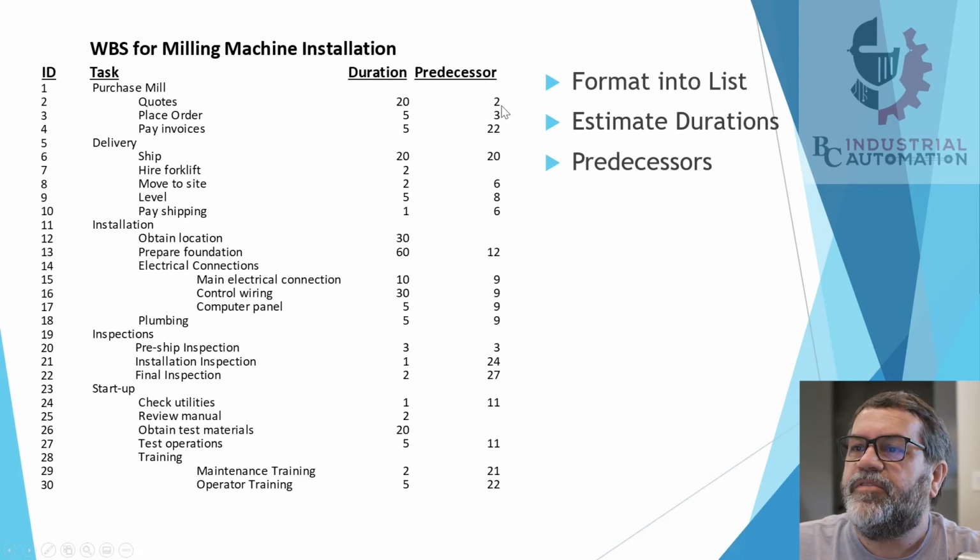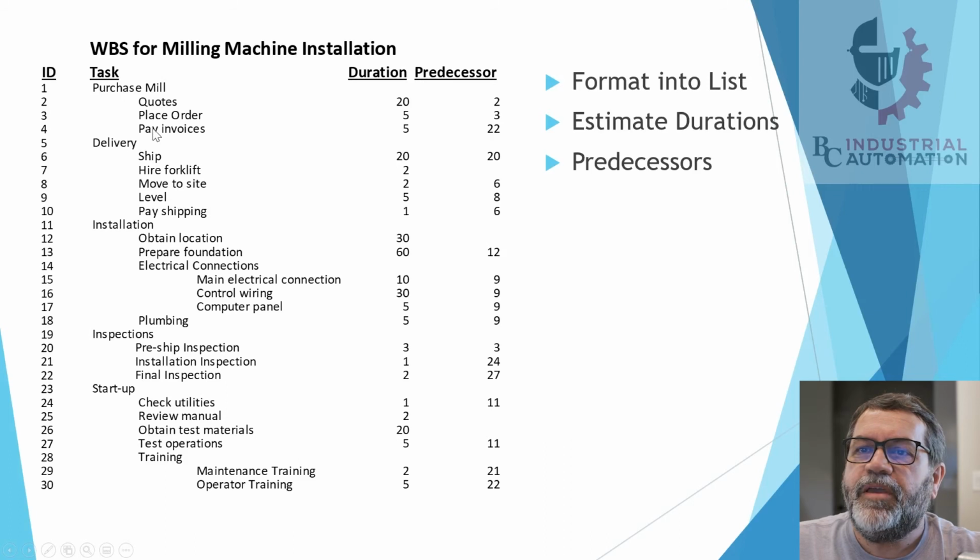I think I made a mistake here, but I've got my quotes. Yeah, I messed these two up. So quotes can start anytime. You can get quotes, so it doesn't really have a predecessor. Placing the order cannot be done until we have our quotes in hand. So the predecessor for place order should be number 2, and I put number 3.